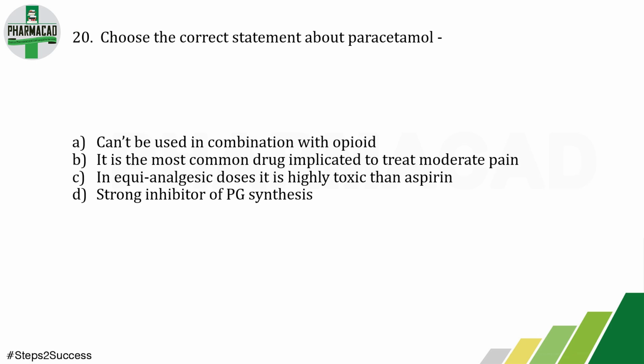Next question. Choose the correct statement about paracetamol. We have the statements: it can't be used in combination with opioid. It is the most common drug implicated to treat moderate pain. In equi-analgesic doses, it is more toxic than aspirin. And the last option is strong inhibitor of prostaglandin synthesis. So let's look at the solution.